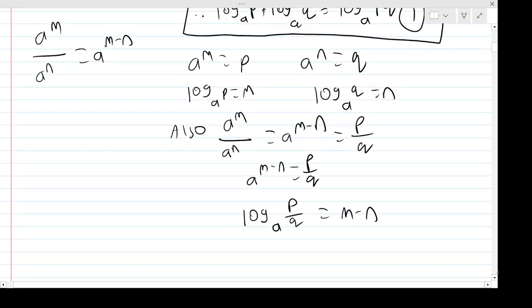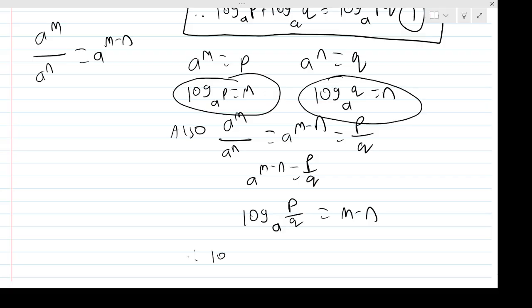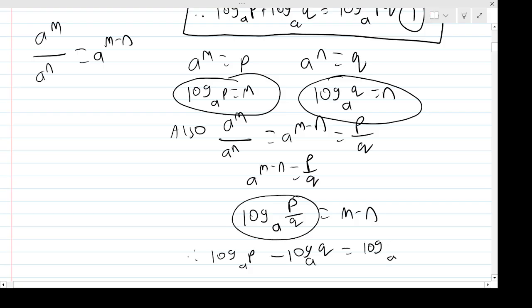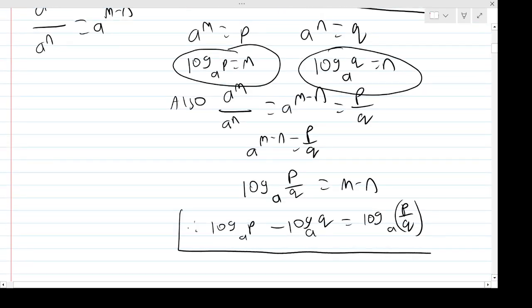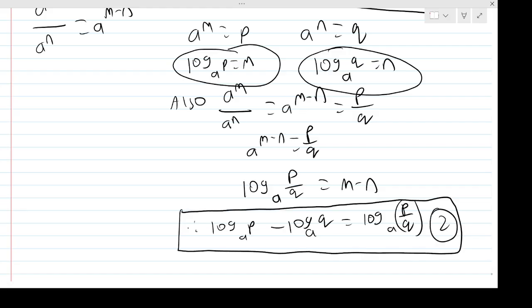And so lastly, I know that m and n are these two logs up here. So I can say that log a of p, which is m, take away log a of q, so that's n, if I take those two away, I get log a of p over q. And that's my second power law. It's similar to the first one, where instead of adding two logarithms, we take two logarithms away, then we can bring them together as one log and divide them. That's my second one.